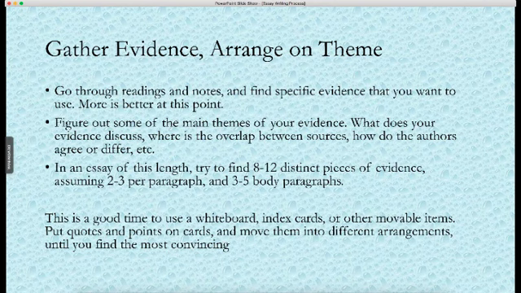This is a great time to use a whiteboard, index cards, movable items, that sort of thing, to help figure out your thought process, figure out how it's going to flow. You can put the piece of evidence, the longer quote, on an index card, and then sort of see how they're best arranged until you find them to make a convincing argument that supports your overall argument.